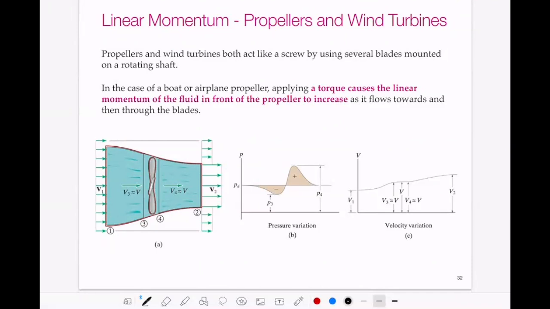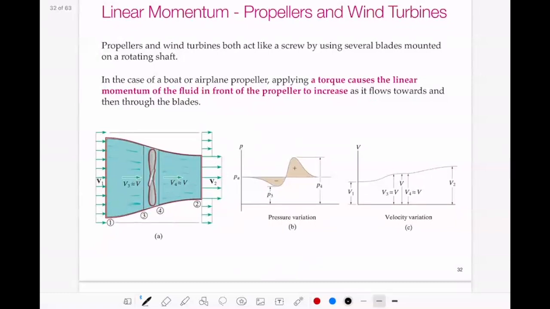And they both act in the same way, just kind of opposite to each other. So they both act as a screw, or like a screw, by using several blades mounted to a rotating shaft, and the linear momentum of the fluid is transferred into rotational energy in the propeller or turbine, or vice versa. So the wind powers a turbine, or a propeller powers the wind, or drives the wind.